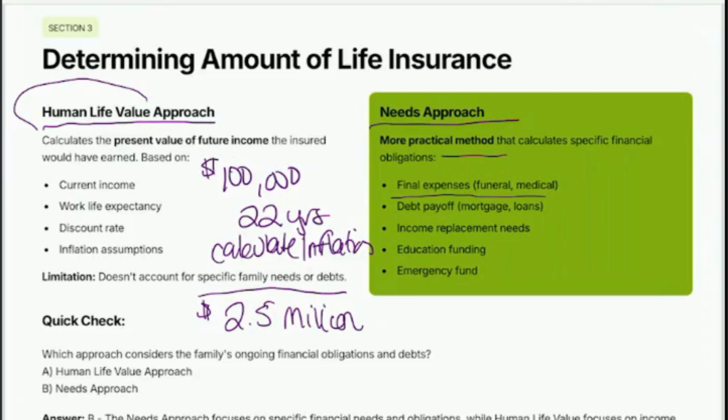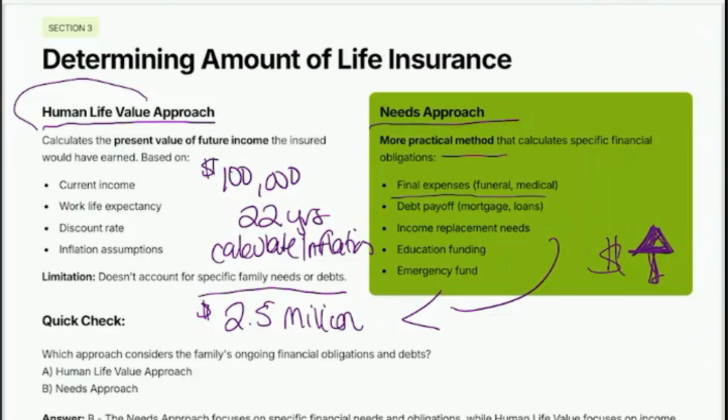On top of the income needs, education funding for your children to go to college, emergency funds for your spouse. So this is usually going to be calculated much higher. It's more often used. Again, once you're out there selling the real policies, even though these numbers come up very high sometimes, it's going to be what the person is looking for, what they can afford. But this is how you calculate how much life insurance somebody should need.